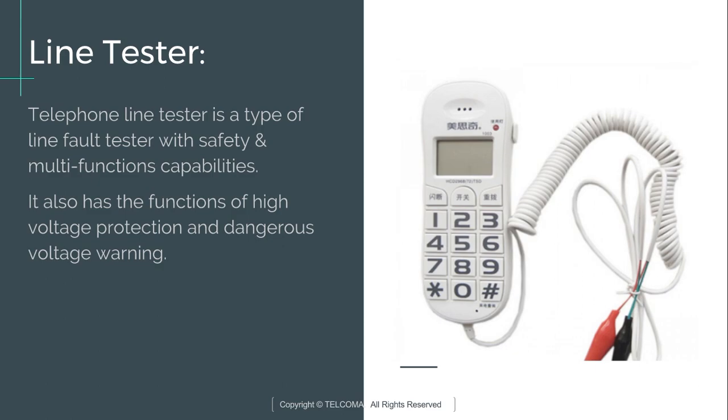The next is the line tester, or we call it a telephone line tester. So it is a type of telephone line tester which tests the fault in a cable line, in a telephone line. So this fault tester is a type of line fault tester with safety and multi-function capabilities, and it also has the function of high voltage protection and dangerous voltage warning. So this is used to define the faults in telephone lines.